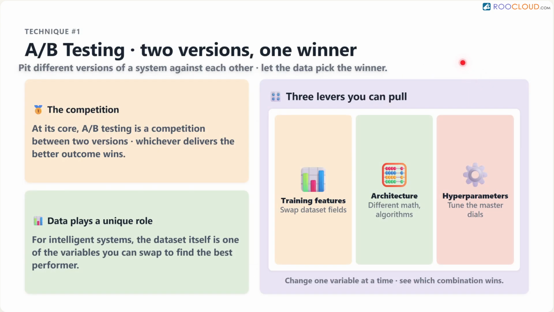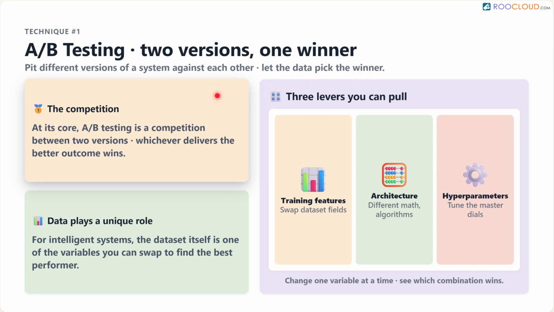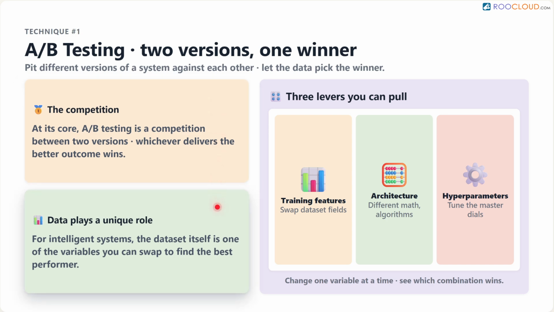Let us begin with the concept of A/B testing. At its core, A/B testing is simply a competition between two different versions of a system to determine which one delivers a better outcome. In the context of intelligent systems, data plays a highly unique and significant role. To find the best performing model, an organization might change specific features within the training dataset to see how that single alteration impacts the final results. Testers can also evaluate entirely different mathematical architectures and algorithms against each other. They might also adjust the hyperparameters of the system.